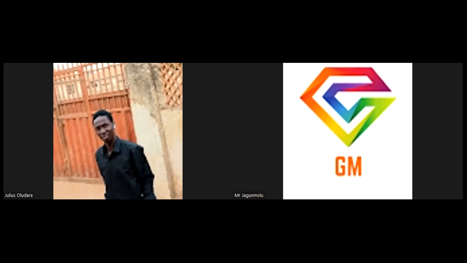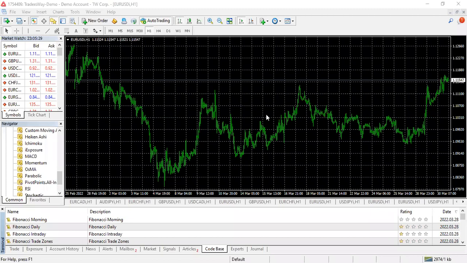So in today's training, we'll be talking about pivot points. So let me show you my MT4. Pivot points help us to find the potential support and resistance level in Forex markets.